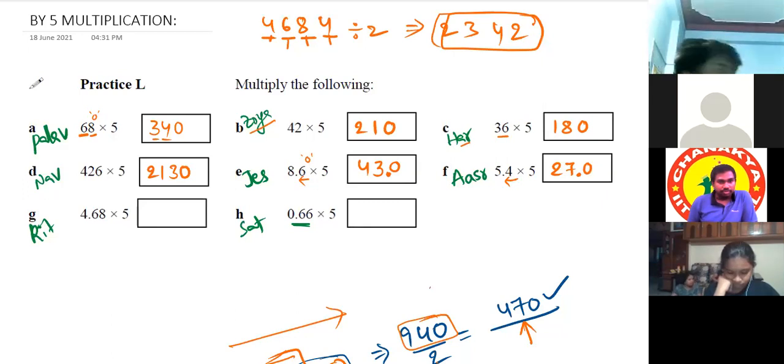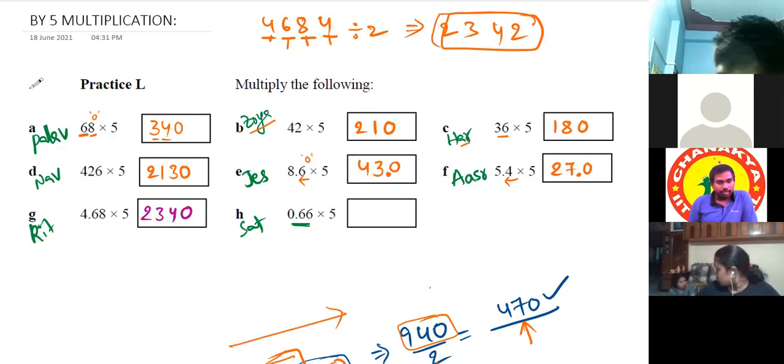So Ritvik, your question now. Sir, first we need to remove the decimal point. Ignore. Then 468 divided by 2, which would be 234. As the remainder is 0, we need to keep it as 0. And then we need to place the decimal point before the 2.340, sir.